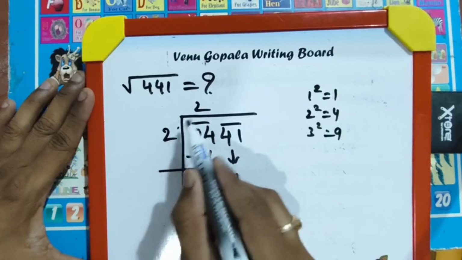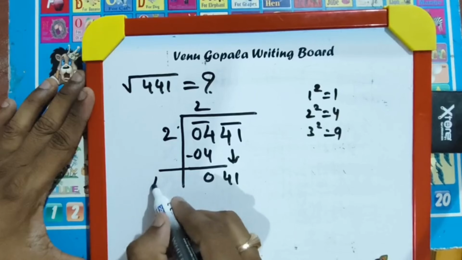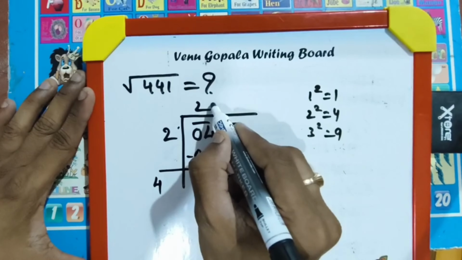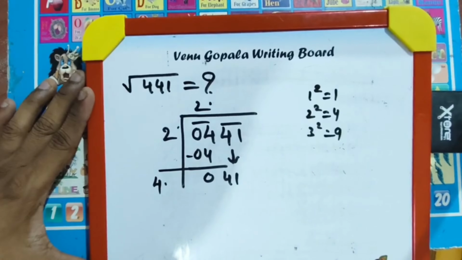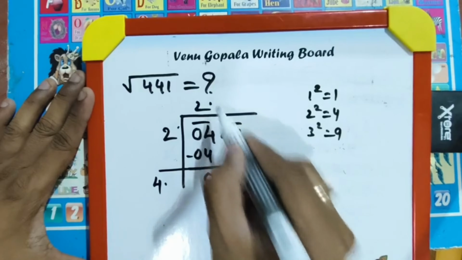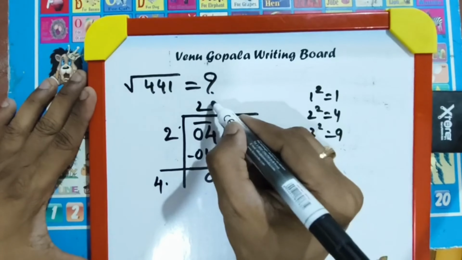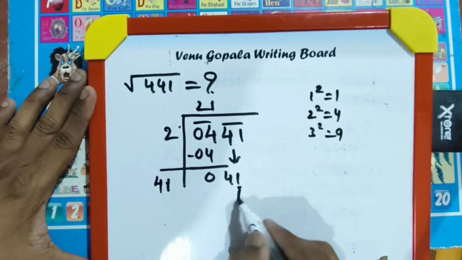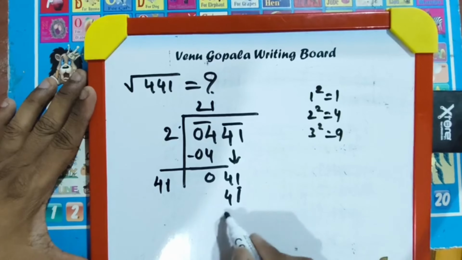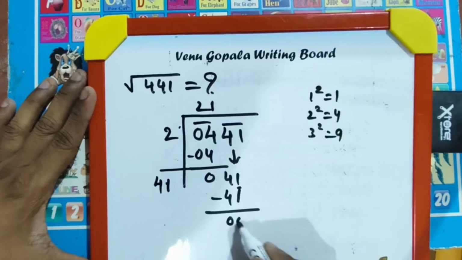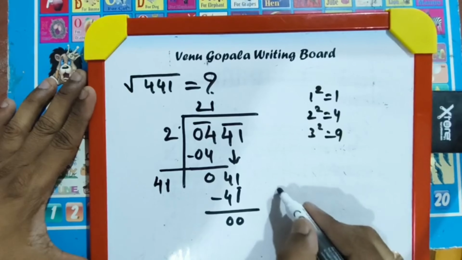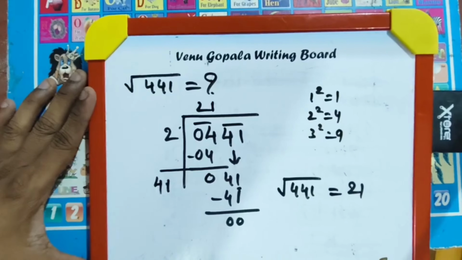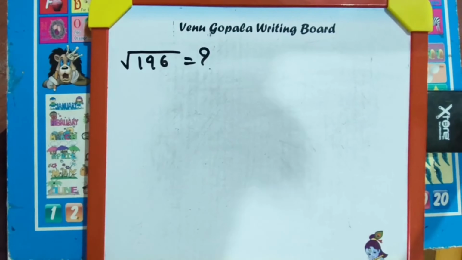Now we have to add this 2 plus 2. 2 plus 2 is how much? 4. Now I'll take one number whose unit digit is 1. See, I have to take the same number here which will give you the unit digit 1. 1 ones are 1, 1 into 4 is 4, 1 fours are 4, 41. The remainder is 0. Therefore, the answer for the square root of 441 is equal to 21.